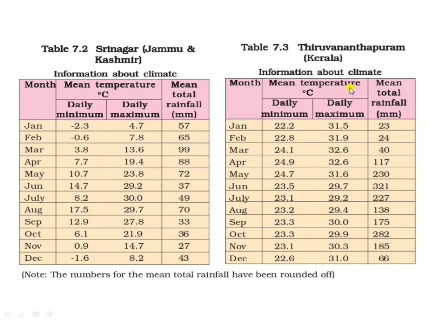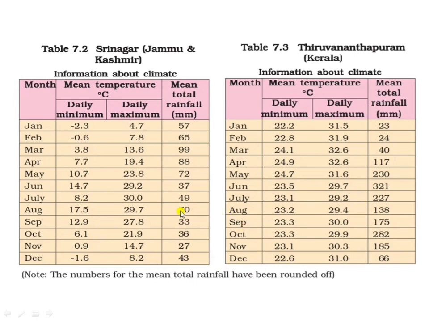In the same way, we can find out the mean temperature of Trivandrum. First we calculate the average of the temperature recorded in a month, then again the average of such temperature over many years is calculated and this gives the mean temperature. By analyzing these two tables we can find the difference in the climate of Srinagar and Trivandrum.